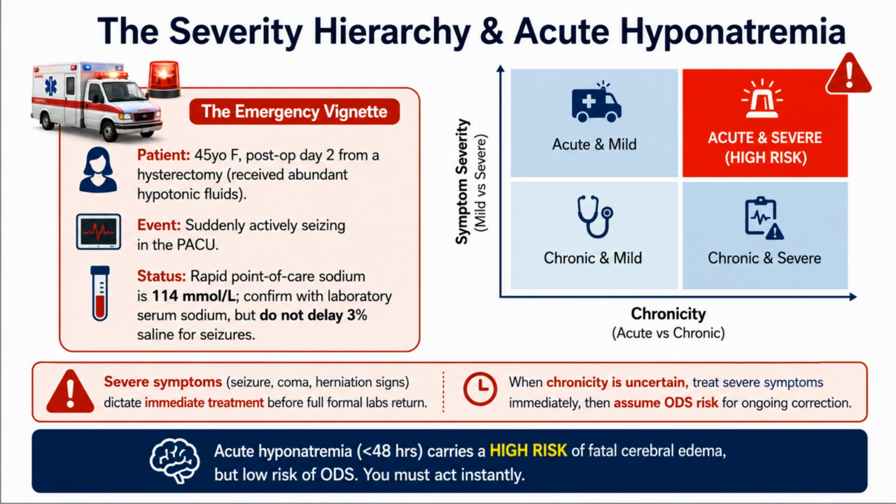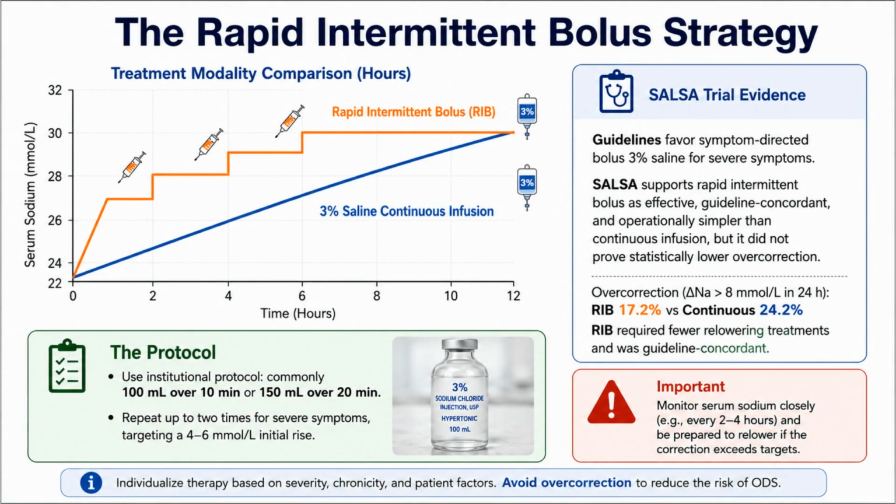That brings us to bolus hypertonic saline. Rapid intermittent bolus therapy gives 3% saline in discrete doses, then reassesses. Common institutional approaches include 100 milliliters over 10 minutes, or 150 milliliters over 20 minutes, repeated up to 2 additional times for severe symptoms. The target is an initial rise of about 4 to 6 millimoles per liter, not a normal sodium.